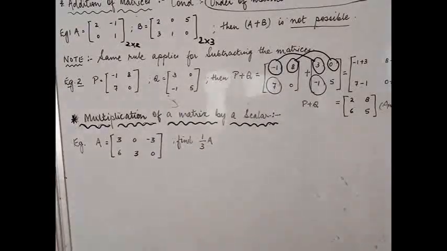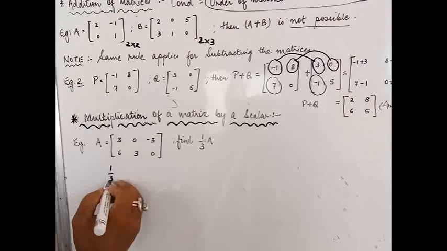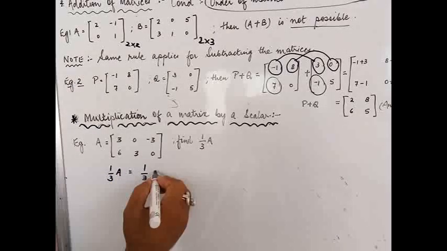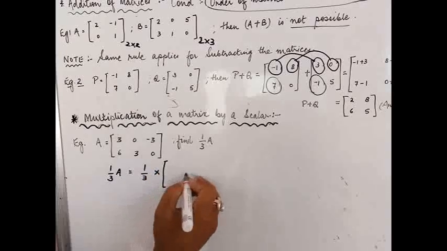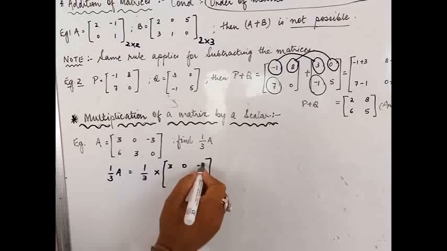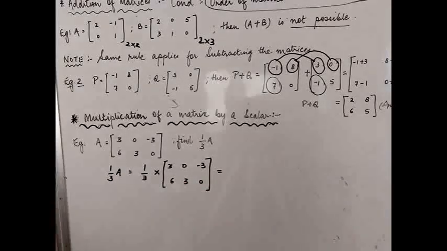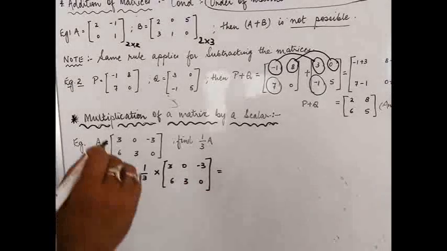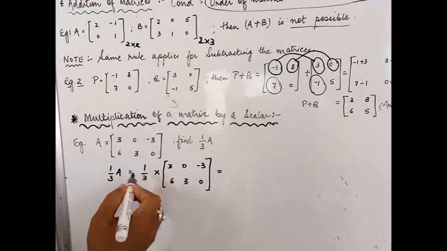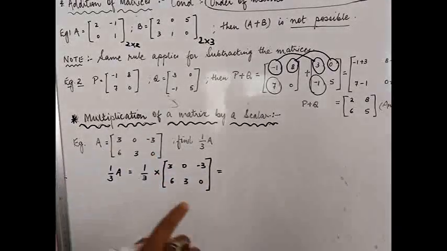Okay, so what we are going to do over here is, therefore, let us write down the solution. We have 1/3 A, which will be 1/3 (already a number) multiplied by the matrix A, which we write over here: 3 0 -3, 6 3 0. Okay, so that's the first step. Now please understand the rule of multiplication of any matrix with a number. This particular number will go inside and it will multiply all the individual elements inside that matrix.